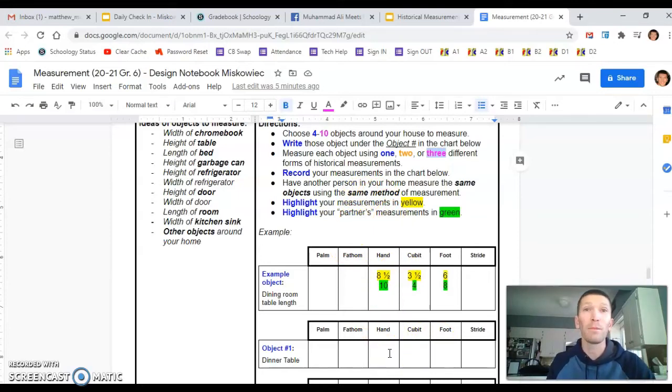We actually have 2 special guests who are going to be measuring. The next part is to have another person in the same house measure the same object. So you will be measuring something, and then a guest in your home will be measuring the same thing in the same way. Once you do that, you're going to highlight your measurement in yellow and your partner's measurement in green. For the example here, your measurement is 8.5, your partner did 10. At this time, I'm going to pause the video, get my special guests, and we will do a sample measurement.